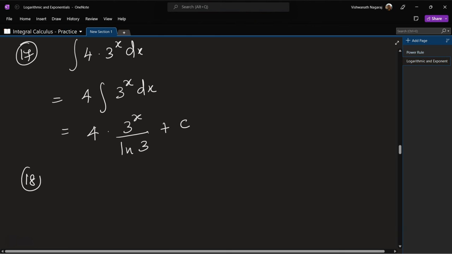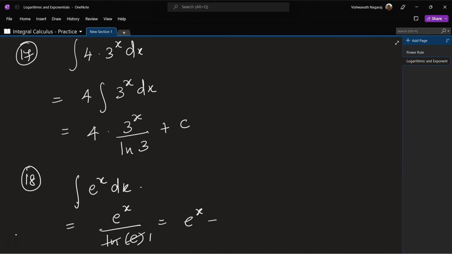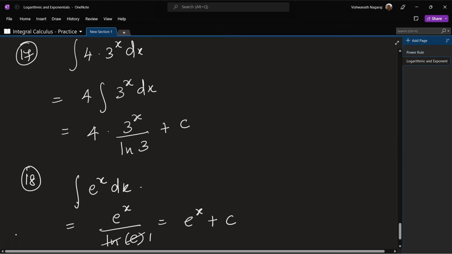18th one, a pretty straightforward one, e to the power of x dx. Again, if you have to follow the same pattern, we would write it as e to the power of x as it is divided by natural log of e. Now, natural log and e cancel out each other. We are left with 1. E to the power of x plus the constant of integration.